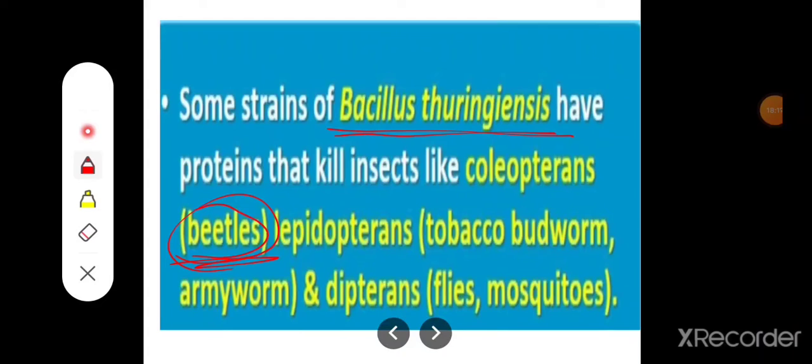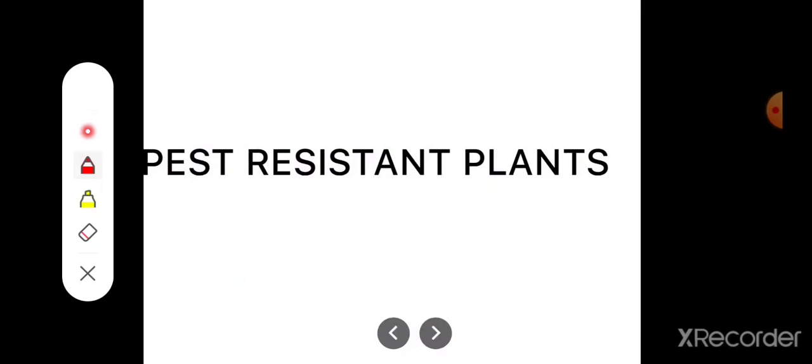These beetles can be killed using the Bt toxin produced from Bacillus thuringiensis, and it is also used to kill other varieties of insects like lepidopterans, which include the tobacco budworm and the armyworm. And then we have the dipterans, which include flies and mosquitoes. So we can destroy all these insects using the different strains of Bacillus thuringiensis. Now let us move on to the next process, children.